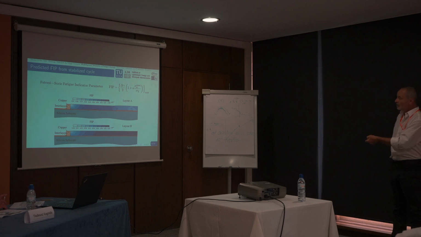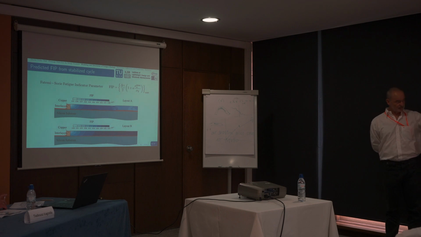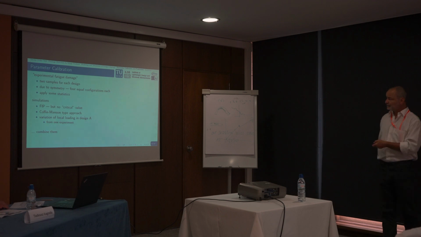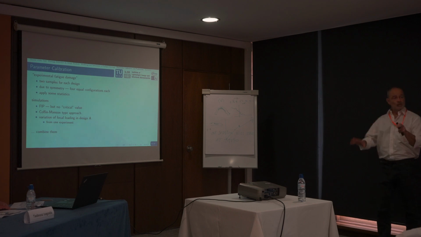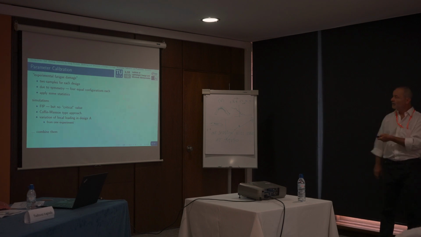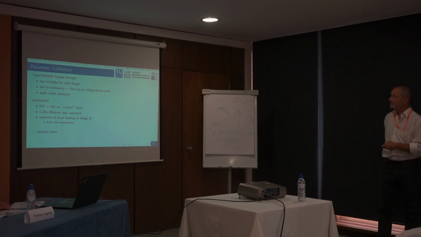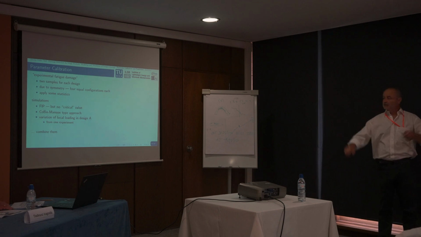So we can compute this, and we get some numbers of registered pixels, and we get some numbers of the fatigue indicator, and they need now to be made comparable for calibration. So what do we have from the experiment? We have 2 samples of each design. Since they are symmetric, we have 4 equal configurations, so we can at least do some statistics. From the simulation, we have this fatigue indicator parameter distribution, but we do not know what is a critical value now.